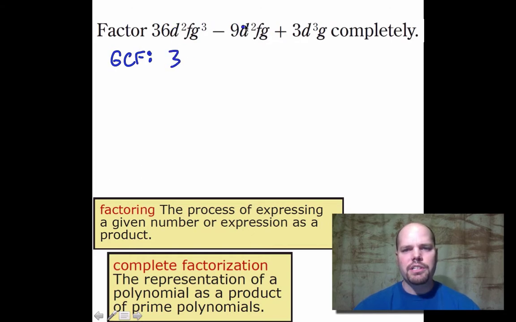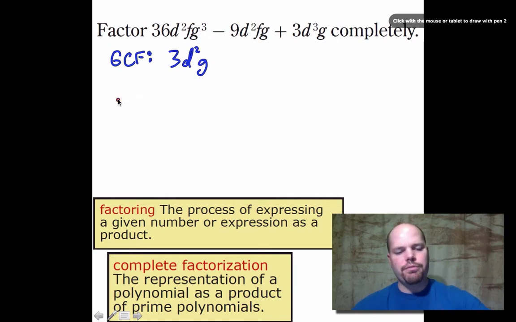Between d squared, and d cubed, d squared is the greatest in common, two of them. Okay, f, they don't all have an f, so there's not an f in common on all three. G cubed, g, and g, so g would be the g to the first. So they all have at least one, but that's the most they have in common.